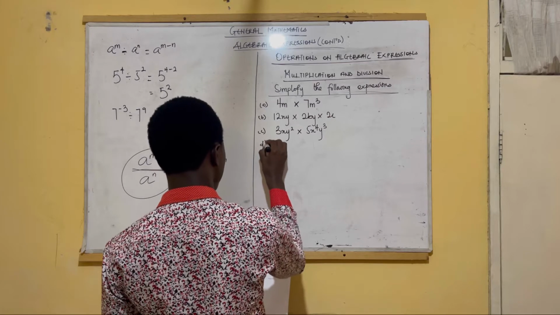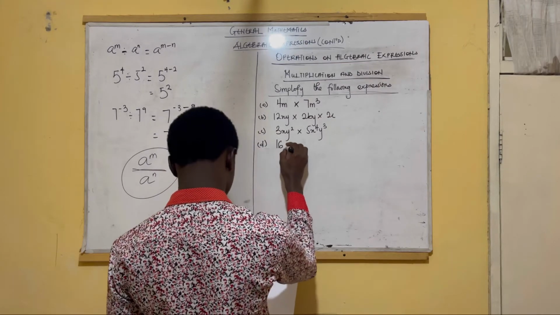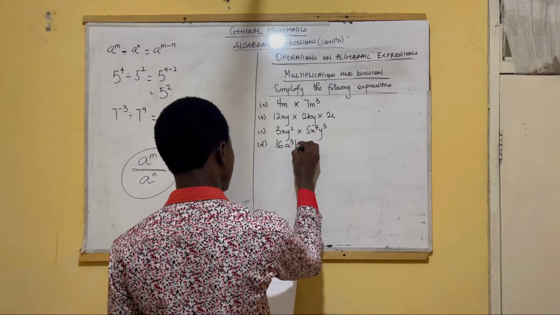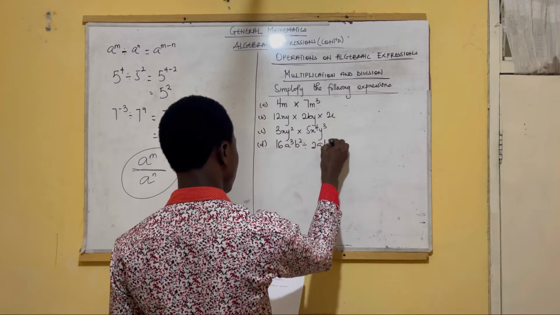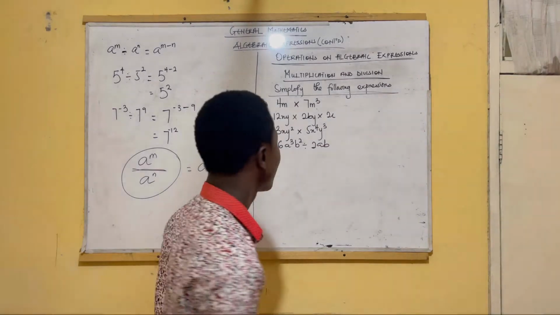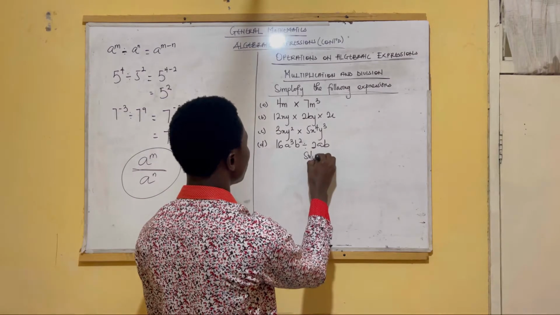Let me add one more before we start solving. You have 16 a exponent 3 b squared divided by 2ab. Alright, can we try this together? So solution.